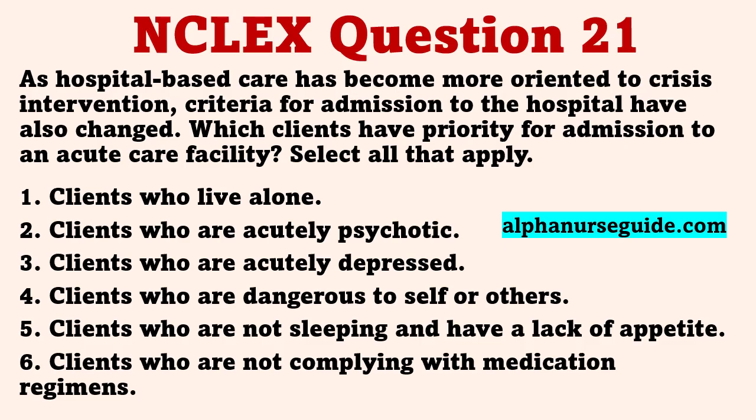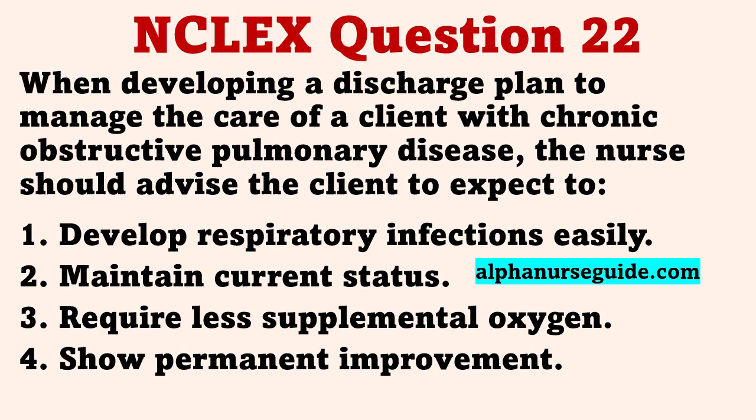When developing a discharge plan to manage the care of a client with chronic obstructive pulmonary disease, the nurse should advise the client to expect to 1. Develop respiratory infections easily. 2. Maintain current status. 3. Require less supplemental oxygen. 4. Show permanent improvement.